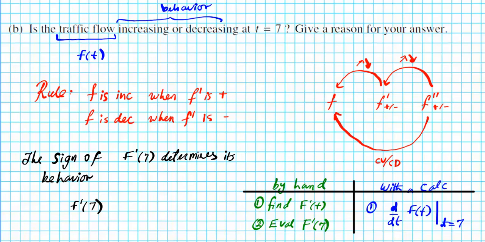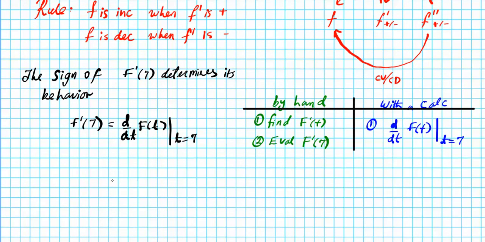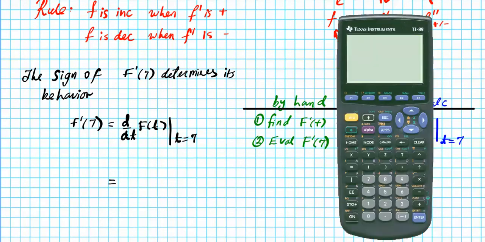Students sometimes switch the order. They plug the value into the function and then look for the derivative, and they get 0, and that's wrong. So we're going to be using the second approach here. We're going to differentiate f with respect to time, and then evaluate the result at t equals 7. Let's go ahead and input that into our calculators and see what we get.